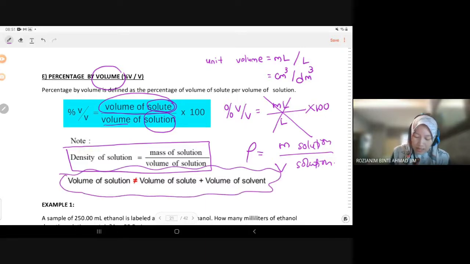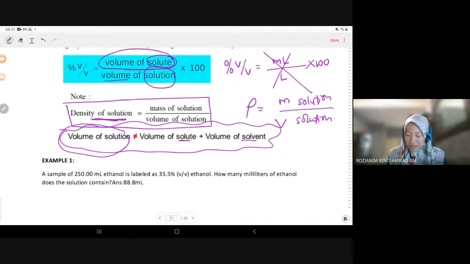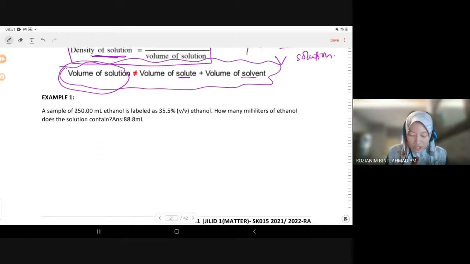Ini yang paling penting. Volume solution adalah bukan hasil tambah volume solute tambah volume solvent. Kalau mass kita boleh tambahkan dia, mass solution. Kalau volume tak boleh. So macam mana nak cari volume solution? Dia datang daripada density of solution. Macam mana kita nak buat calculation? Kita akan go through nanti step dia dalam lesson tutorial.